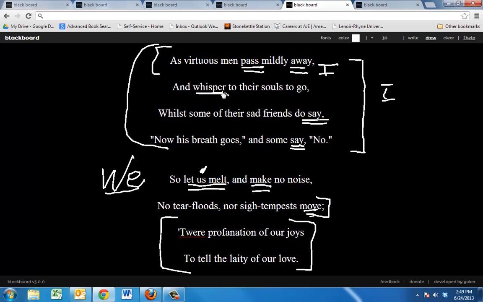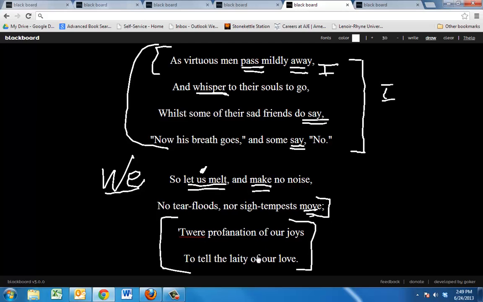As virtuous men pass mildly away and whisper to their souls to go. So in the way that virtuous men die, pass away, and whisper to their souls to go, so tell their souls to leave their body, while some of their sad friends say, now his breath goes. So you can imagine the friends are watching this virtuous man pass away and saying, oh, he's dying, while others are saying, no, he's not. In this way, like this, let us melt and make no noise, no tear floods, nor sigh tempests move.